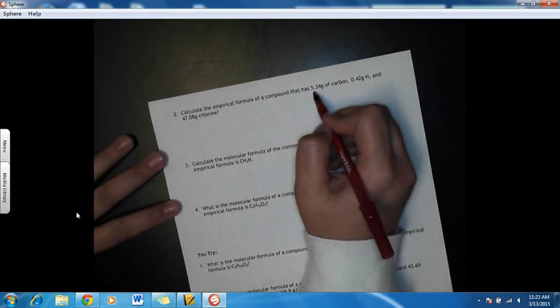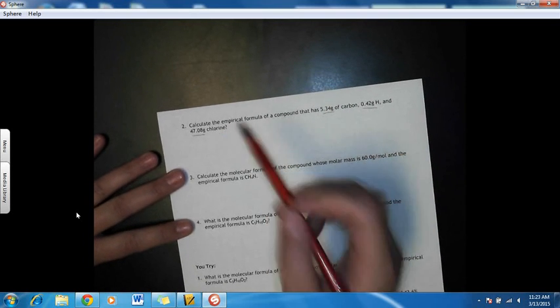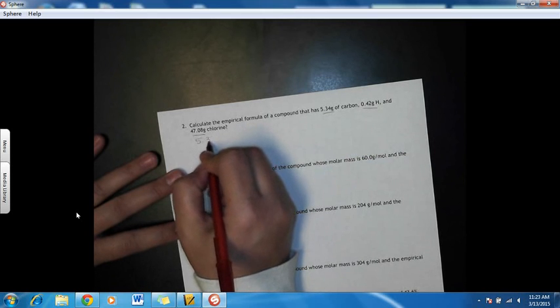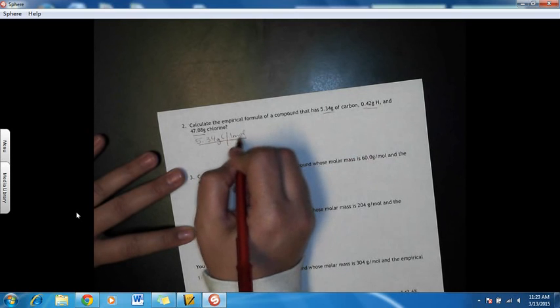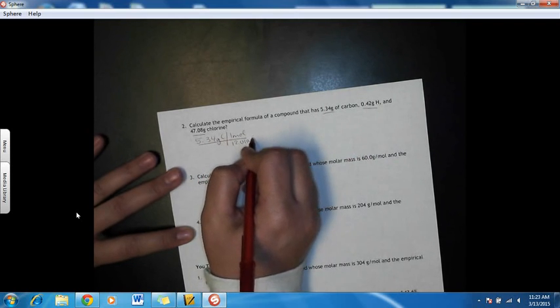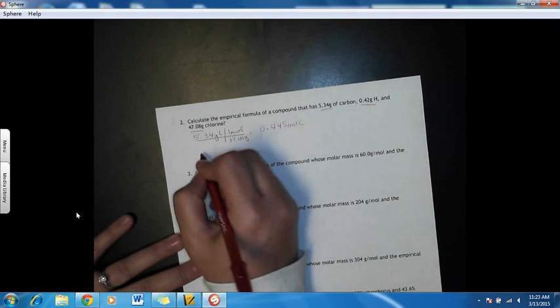Another way we could calculate the empirical formula is if we're given the mass. In this problem, instead of being given percentages, we're given mass. So we still follow the same steps. We take our masses and convert them to moles. So we have carbon, which has 12.01 grams per mole, and we find that that would be 0.445 moles of carbon.